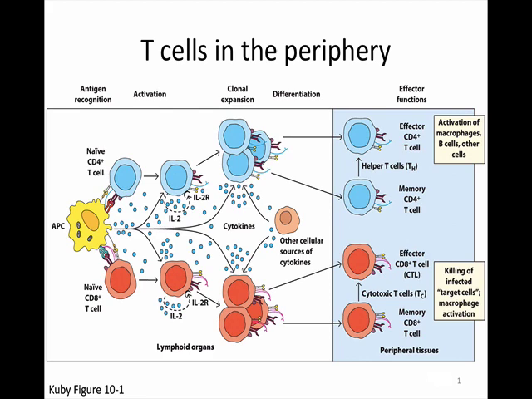The master gene regulator, the transcription factor that is important in Th1 cells, is called T-bet. And Th1 cells predominantly make this cytokine interferon gamma. So Th1 cells are polarized by IL-12. IL-12 induces them to turn on T-bet. T-bet tells them to transcribe interferon gamma.